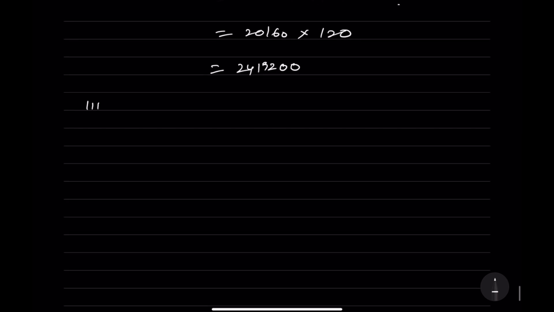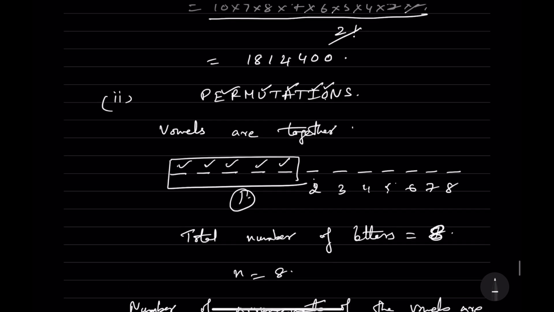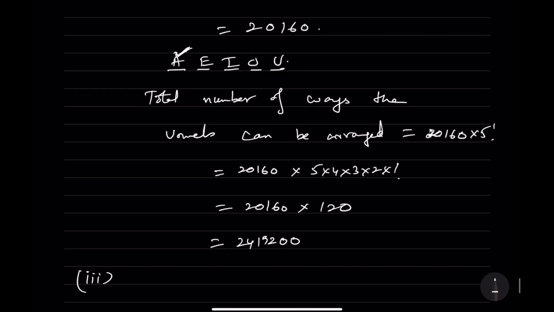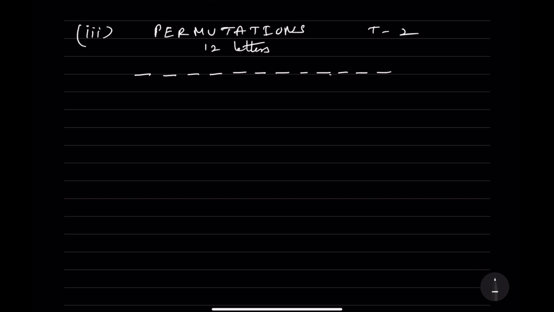Now what's the third part which we are having? It's written that there are always 4 letters between P and S. So P and S can be in different places, isn't it? So therefore here, now you're having permutations consisting of how many letters? T is repeated 2 times. This is 12 letters, isn't it? So 1, 2, 3, 4, 5, 6, 7, 8, 9, 10, 11, 12.